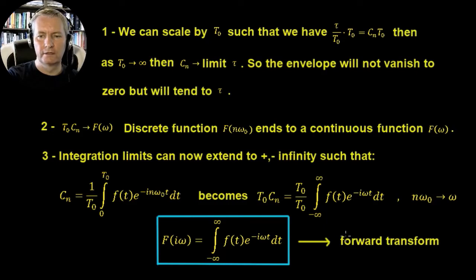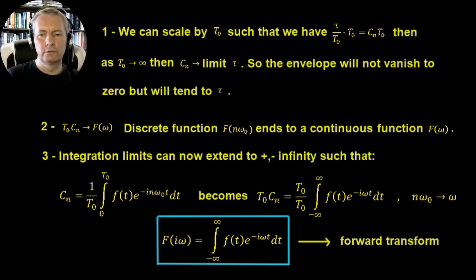So adding all of this in, we're going to end up with our function F of i omega equals the integral from minus infinity to infinity of f of t e to the minus i omega t dt. And this here is the forward transform.